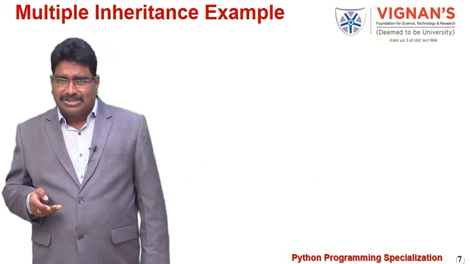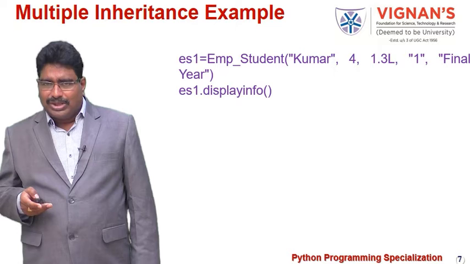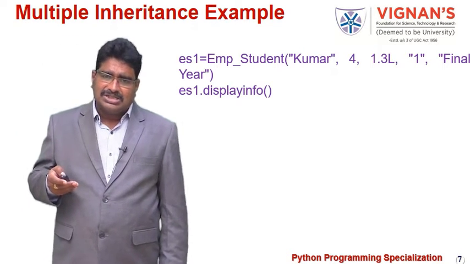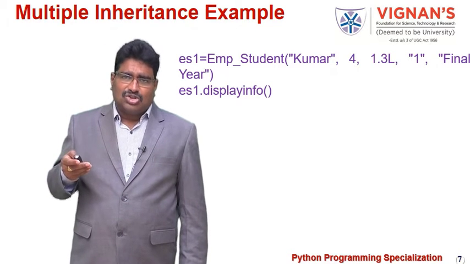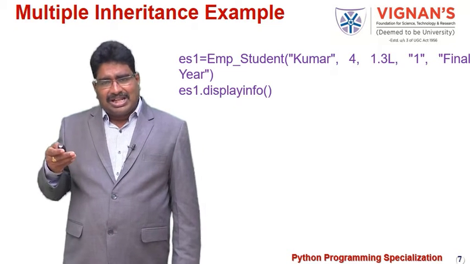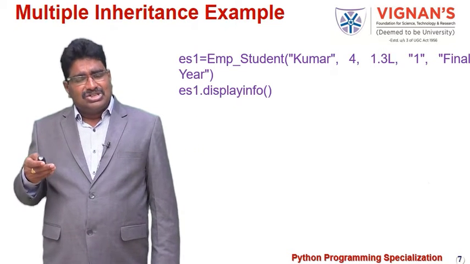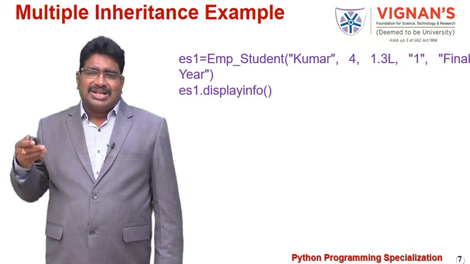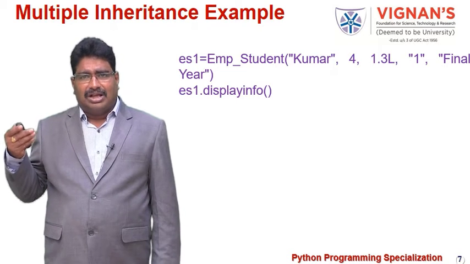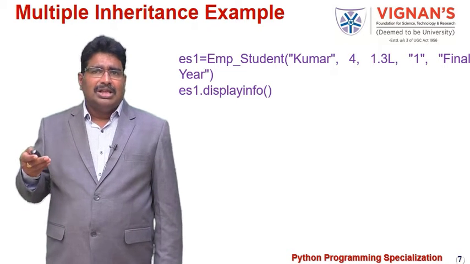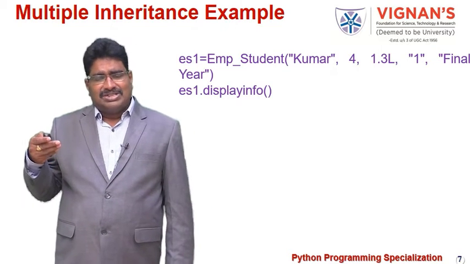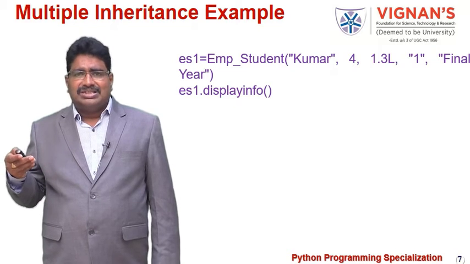Now we take one simple example. We want to create the employee student object. The object name is ES1, and here we are passing the parameters: name of the employee student is Kumar, his employee number is 4, his salary is 1.3 lakhs, his student number is 1, and he is studying in the final year of the particular PhD program. So automatically these attributes are assigned. That is, name is Kumar, the employee ID is 4, the salary is 1.3 lakhs, the register number is 1, and the year is the final year.